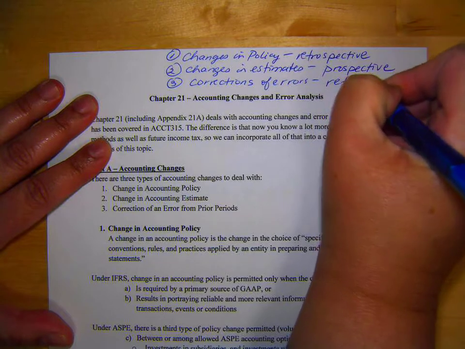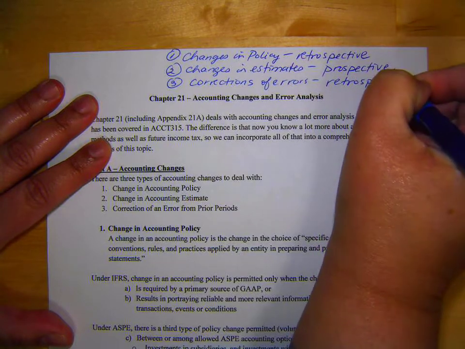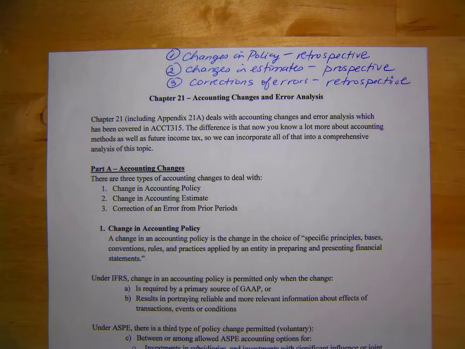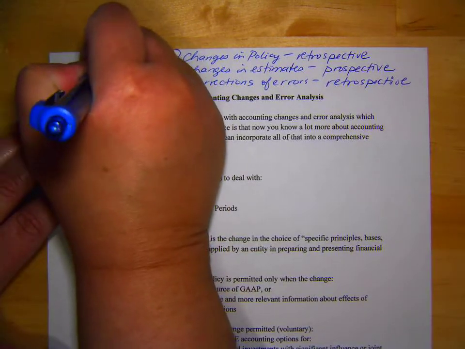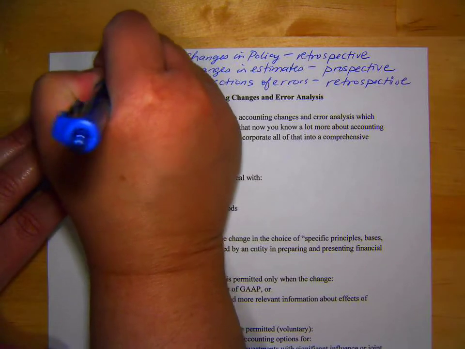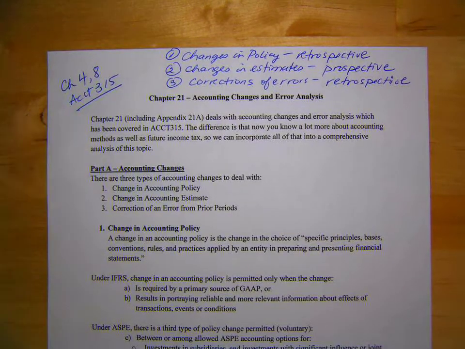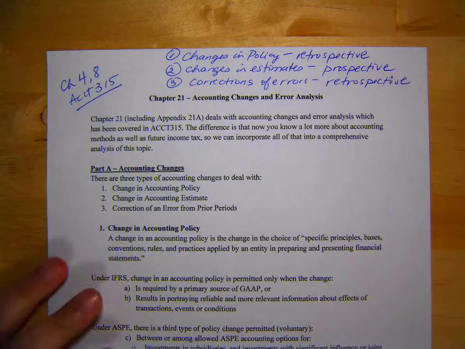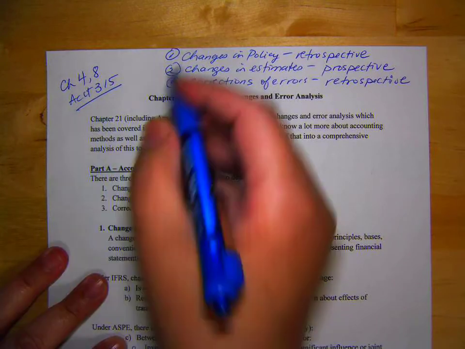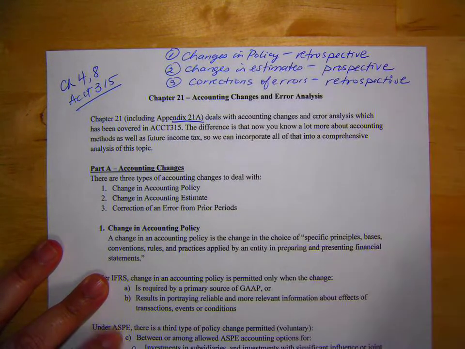In chapters 4 and 8 in Accounting 315, at least I think those are the chapters, you did the same kind of thing with this. So we're just expanding it now to include all the new stuff you've learned in between. Chapter 21, including Appendix 21A, which you have to know, deals with accounting changes and error analysis, which has been covered in 315. But we're just expanding it, plus we're putting in future income tax because you didn't know that in 315. You do know it now.